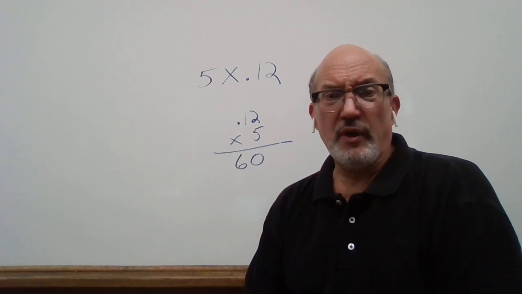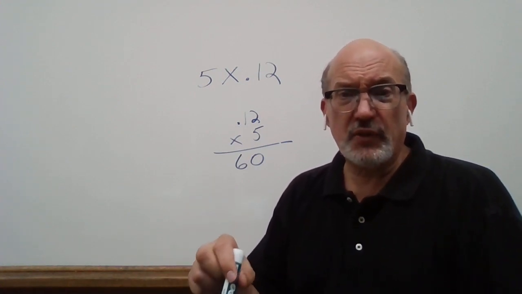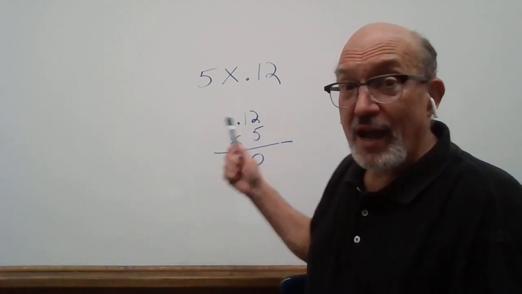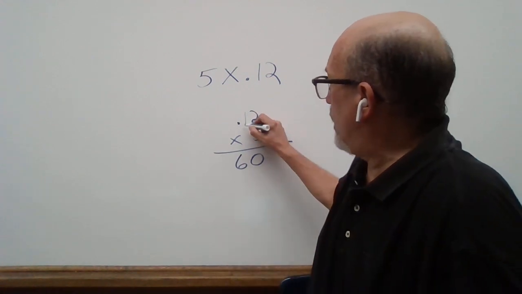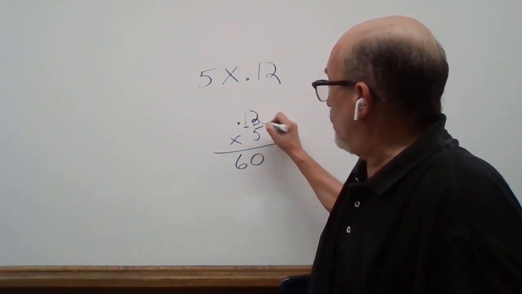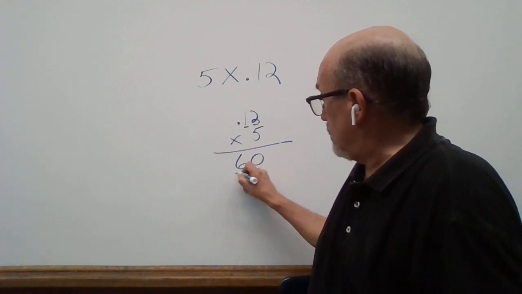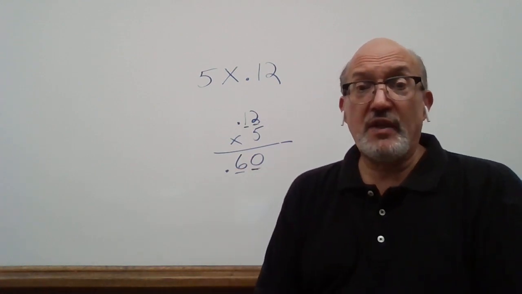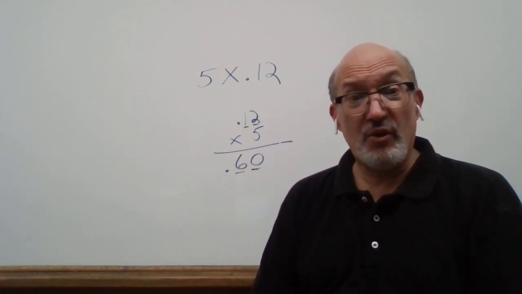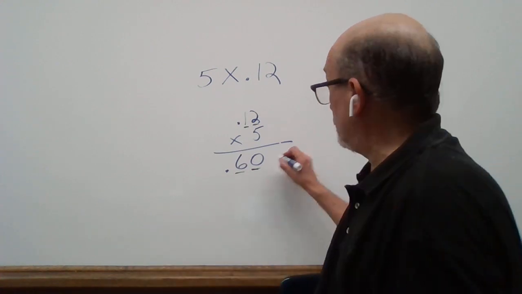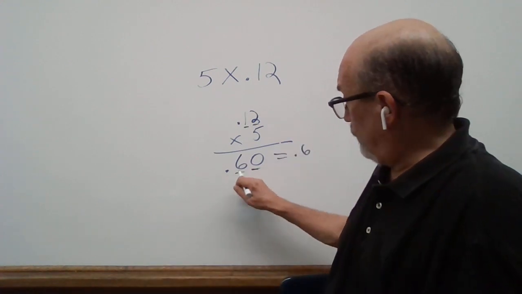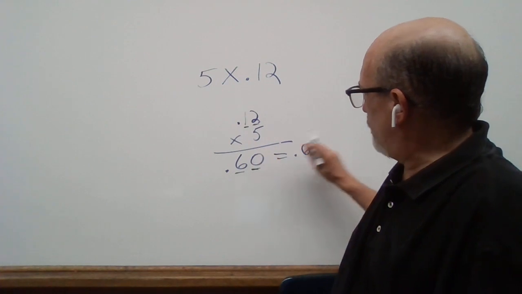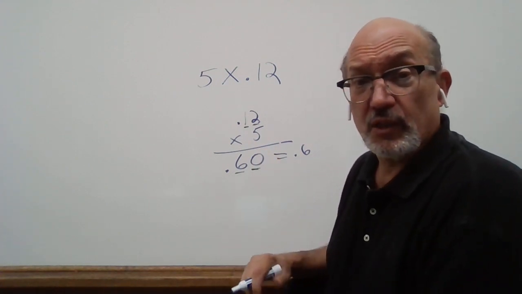And now what about the decimal point? We count the number of digits that are to the right of the decimal point in both numbers. With the 5, there are no digits to the right of the decimal point, so we're going to count 1, 2 here on the 0.12, and then come down here, 2 digits to the right of the decimal point. So 5 times 0.12 is 0.60. Of course, that simplifies to 0.6. We did the 2 digits to the right of the decimal point. It just so happens that we can leave off that 0 and express the final decimal answer as 0.6.